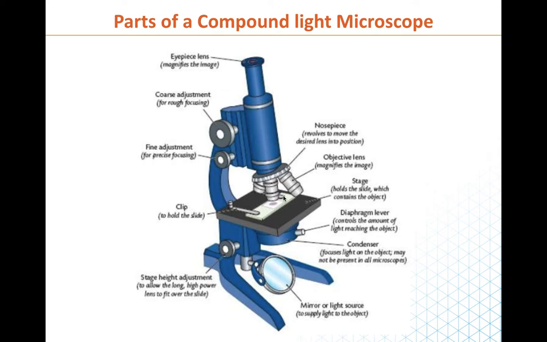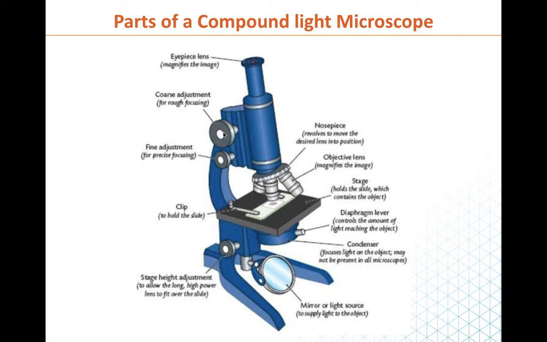The clips are what hold on to your sample, and you have the stage. The stage can go up and down using the stage adjustment. So you have your stage, you put your thing on, and then you put your clips to hold your sample in place. And then we get to two very important pieces, the coarse and the fine adjustment, okay?